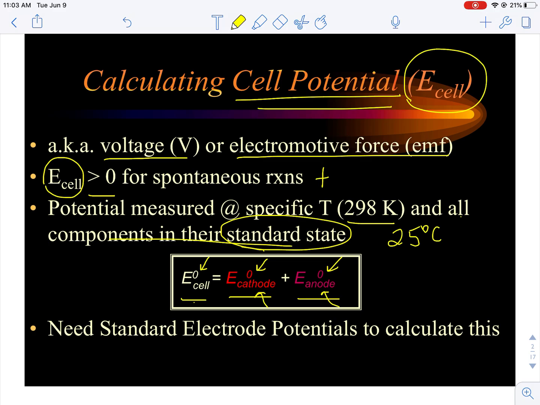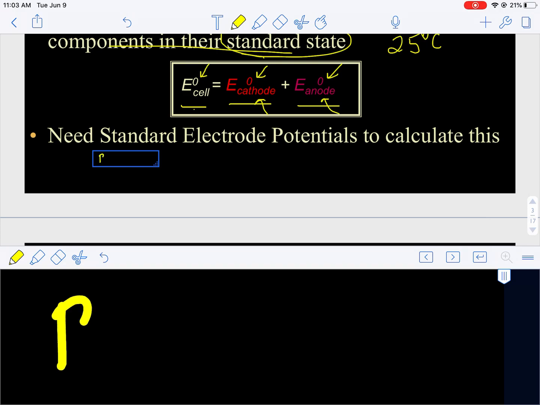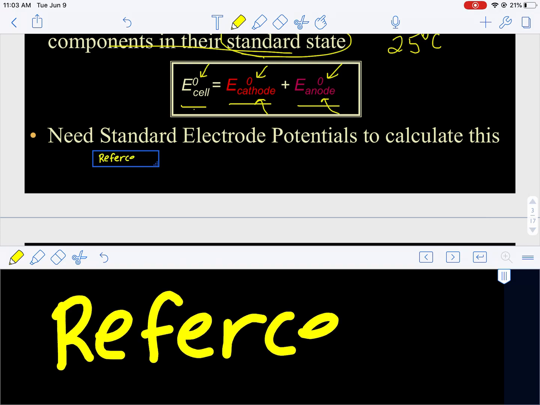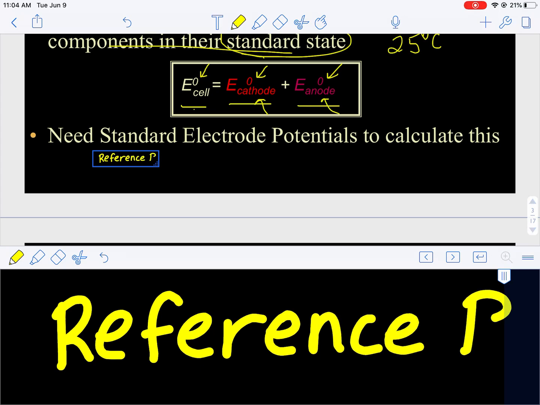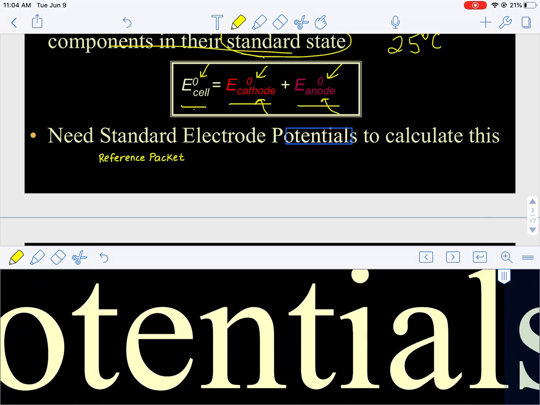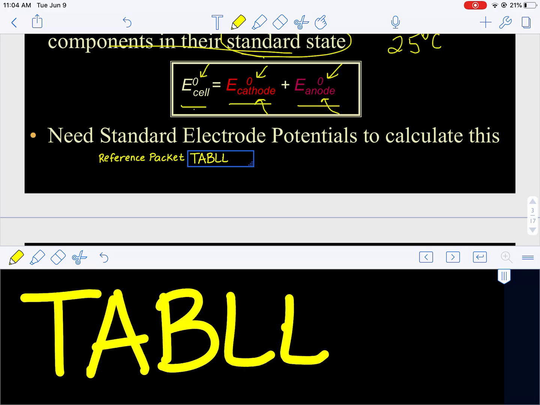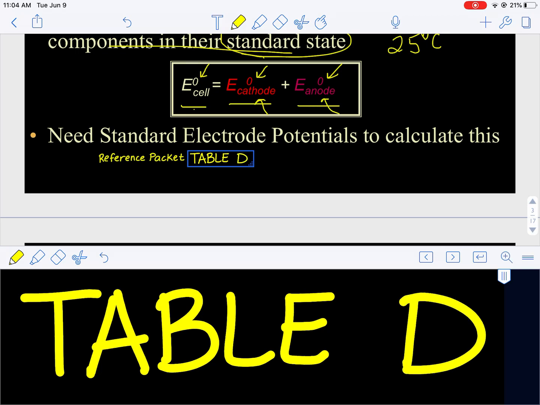It comes from our reference packet. What we're looking for in the reference packet, excuse me, we're looking for the standard electrode potential chart. So I'm going to get my yellow sheet and I'm going to flip through it, and it is reference packet table D, delta, or dog.